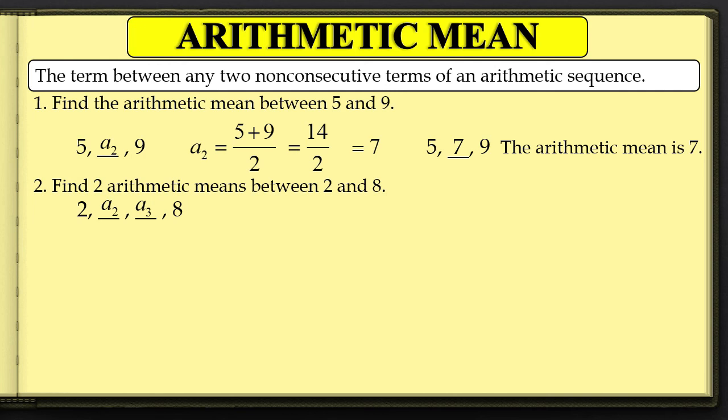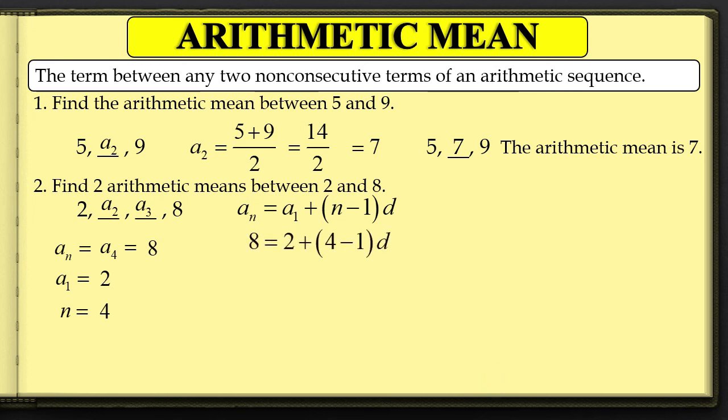Since we are still talking about arithmetic sequence here, this is the formula. This time, we will be solving for the common difference, so our a sub n should have a value. In the sequence, we can use the last term which is 8, so our a sub n is equal to a sub 4 or 8. The first term is 2 and the value of n is 4, relative to the term a sub 4. By substitution, we will have this common difference.